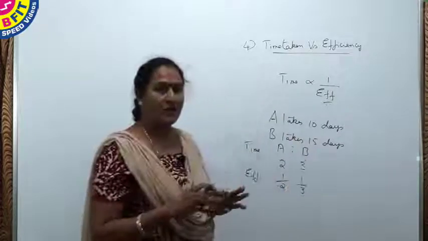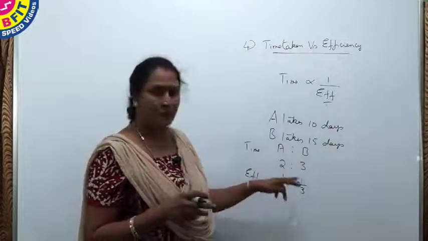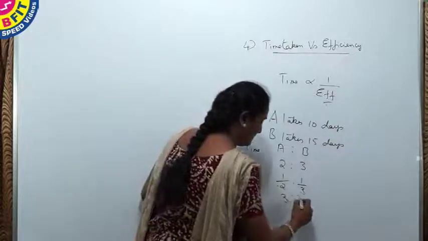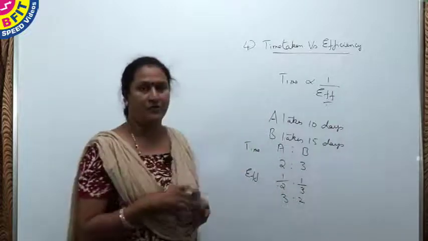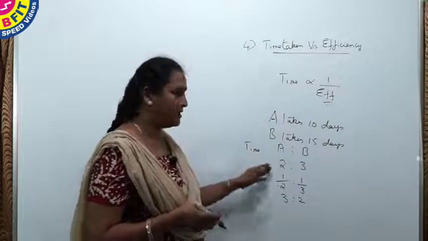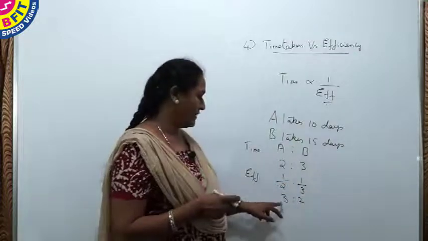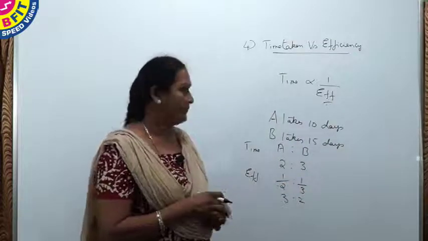Now as you have only two parts, by cross multiplying, the efficiency ratio is 3:2. So when time taken is 2:3, efficiency will be the inverse of that. So the ratio will be 3:2.